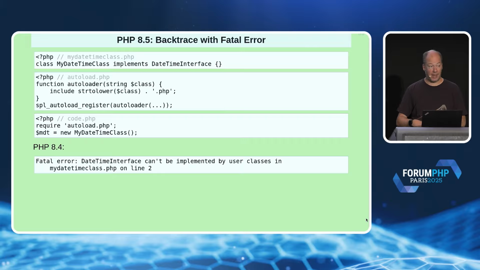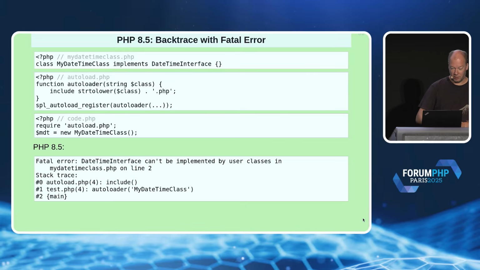Now, 8.5 actually adds stack traces to this. So you get a stack trace where these happen. But only if it's a fatal error do you get a stack trace, because creating stack traces takes time to do. So PHP doesn't want to do that for every warning or notice that you might get, because it just takes time.